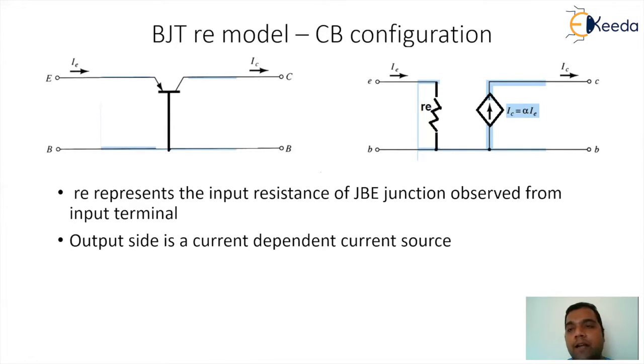The output side has a parameter IC, and for the common base configuration, IC is alpha times IE. So that's the reason the output side will be represented by a current source with a value IC as alpha times IE. So this is going to be a dependent current source. So that's the entire logic of RE model, where the entire representation of a device can be observed in the form of a resistance and a current source.